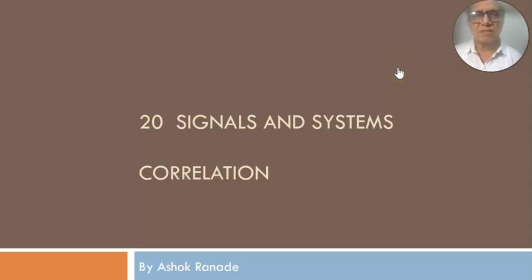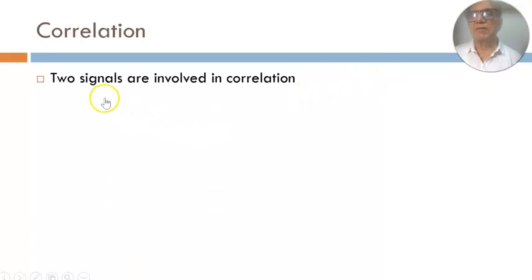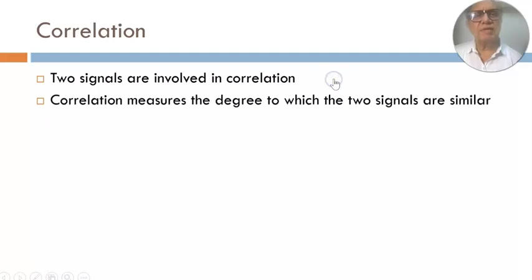So in this session on signals and systems, we are going to study the correlation operation between two signals. So let us start. As we have said, two signals are involved in the correlation. And what is the significance of calculation of correlation? The significance is that the value of the correlation will give you some idea about the similarity between two signals. So the correlation measures the degree to which the two signals are similar.